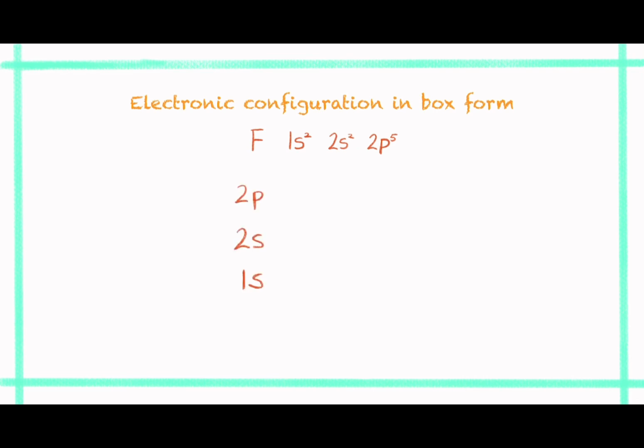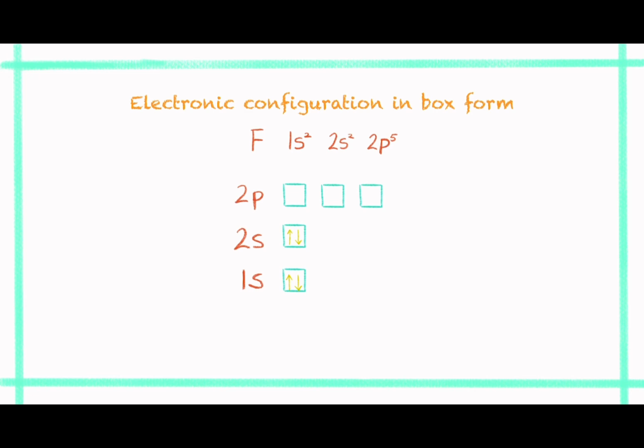Another thing you have to learn is writing electronic configuration in box form. Let's practice with fluorine. First, we write the principal quantum shell and subshells separately. Then, we draw the boxes according to the maximum orbitals the subshell can hold. Then, we fill in arrows that represent the electrons.